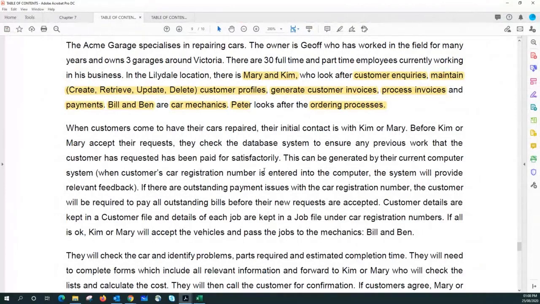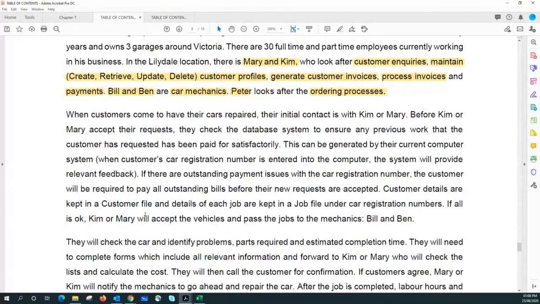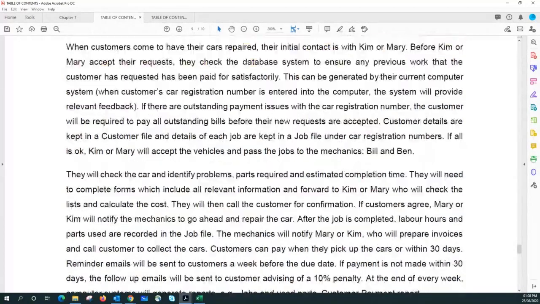Okay, so what else? They're talking about the outstanding payments. The customer will be required to pay all outstanding payments. Customer details are kept in the customer file. In this case, we don't consider any data store, so we don't need to worry about that. We can ignore this. And then once all is done, Kim or Mary will accept the vehicles and pass the job to the mechanics.